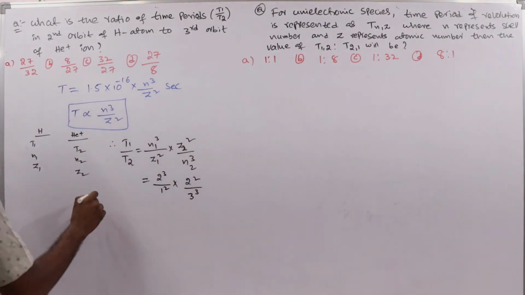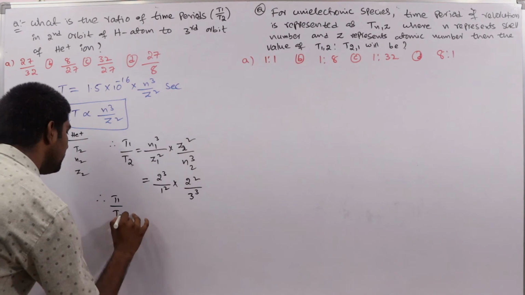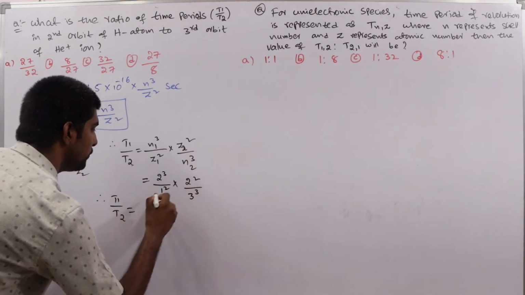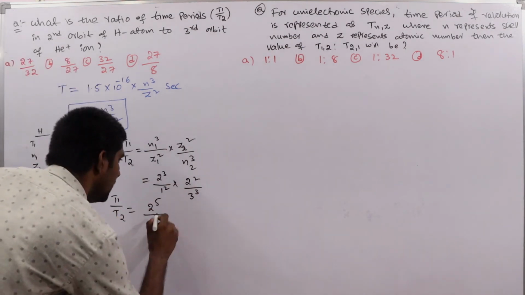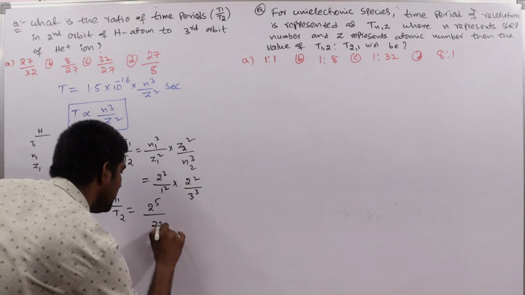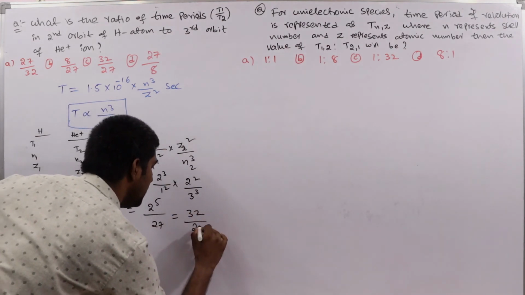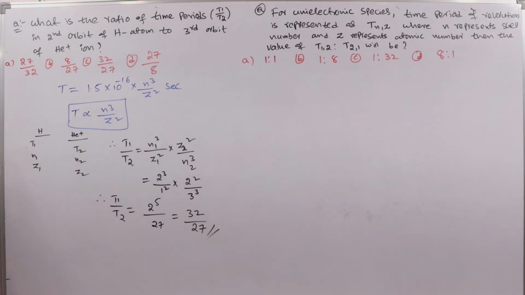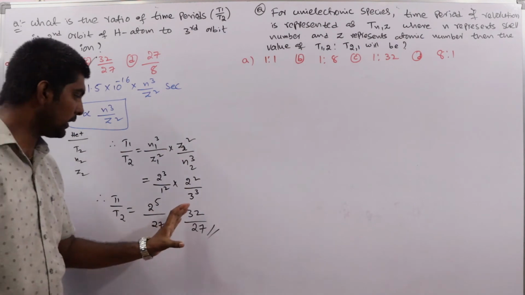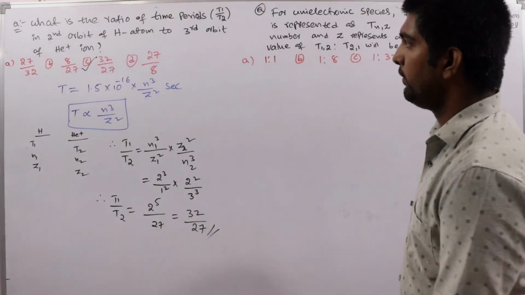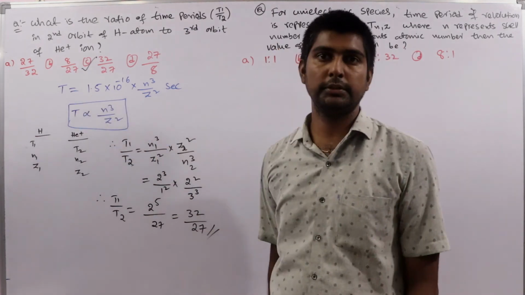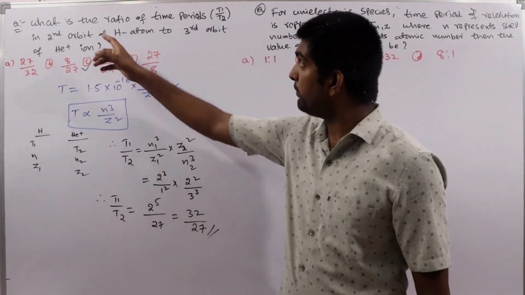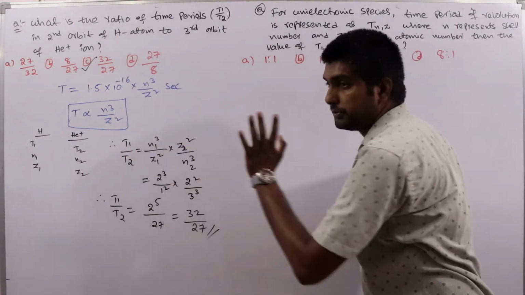Third orbit means 3 cube. So therefore T1 by T2 is equal to 2 cube into 2 power 2, that is 2 power 5. Bases are equal, so we can add the powers. So 3 cube, that is equal to 27. That is 32 by 27. Okay, so what is the answer? Option C is the answer. So T1 by T2 equal to 32 by 27. Okay, so very simple. This is the formula, and this relation we can take because these are fixed numbers.